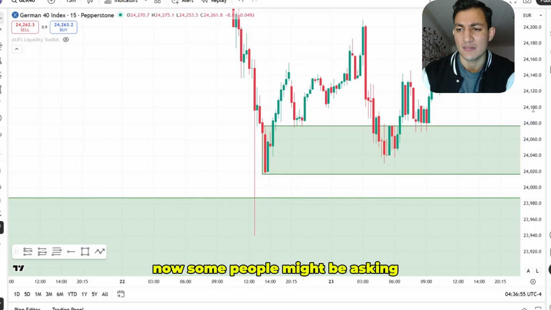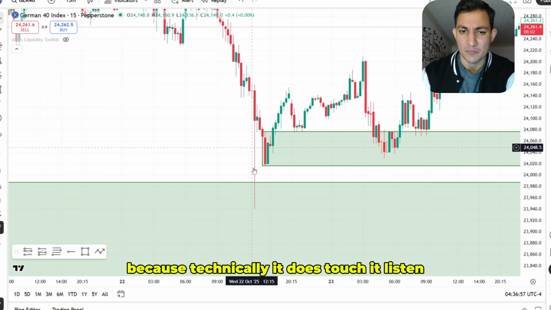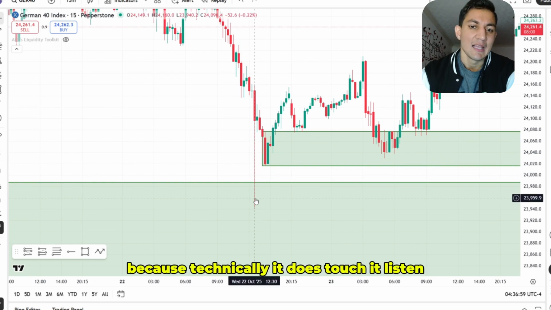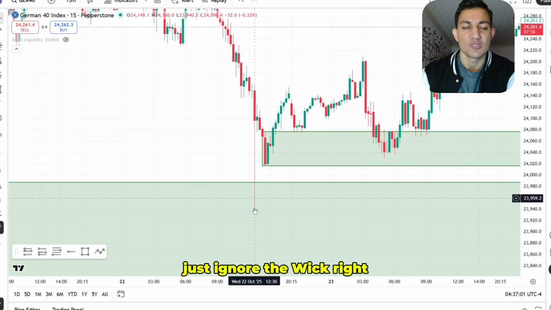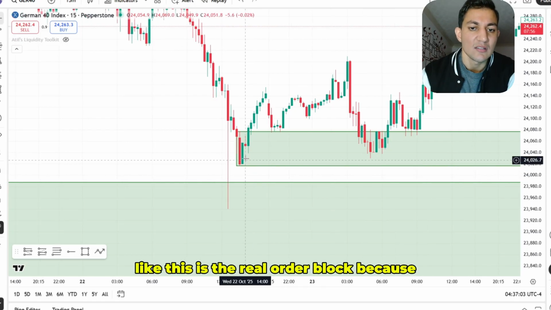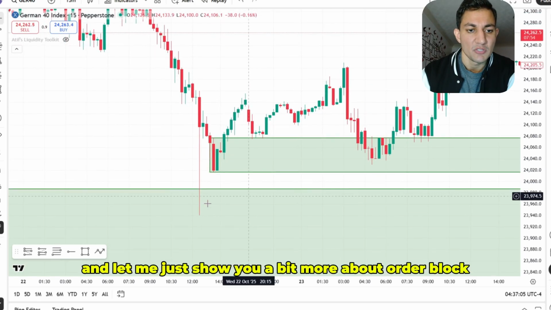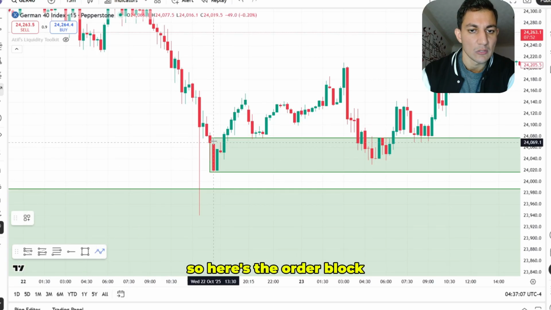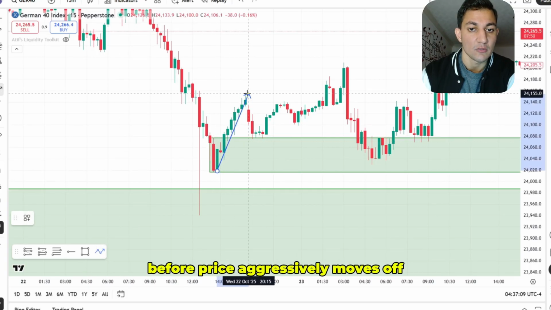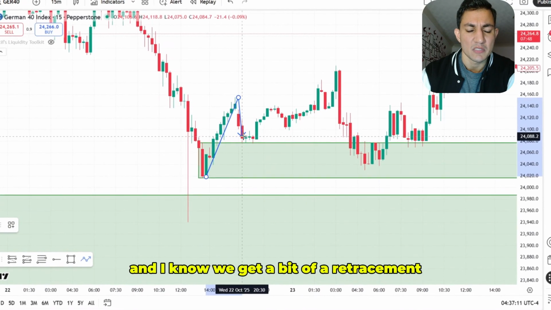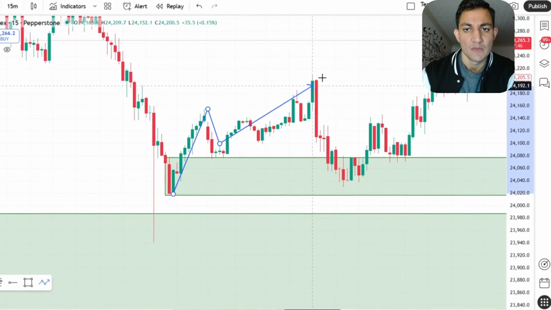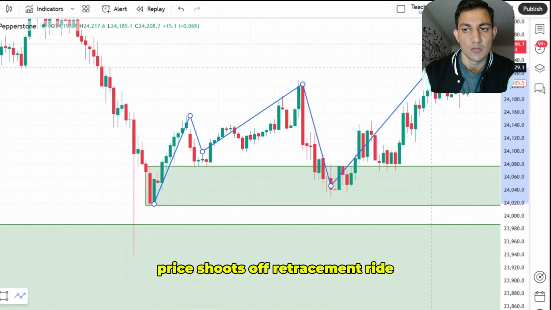Now, some people might be asking, oh, Atif, is this an order block? Because technically it does touch it. Listen, when you've got a massive wick like this, just ignore the wick, right? This is the real order block, because let me just show you a bit more about order blocks. So here's the order block, last down close candle before price aggressively moves off. I know we get a bit of a retracement, but this is because it's Asia. Price shoots off, retracement, price off, right?